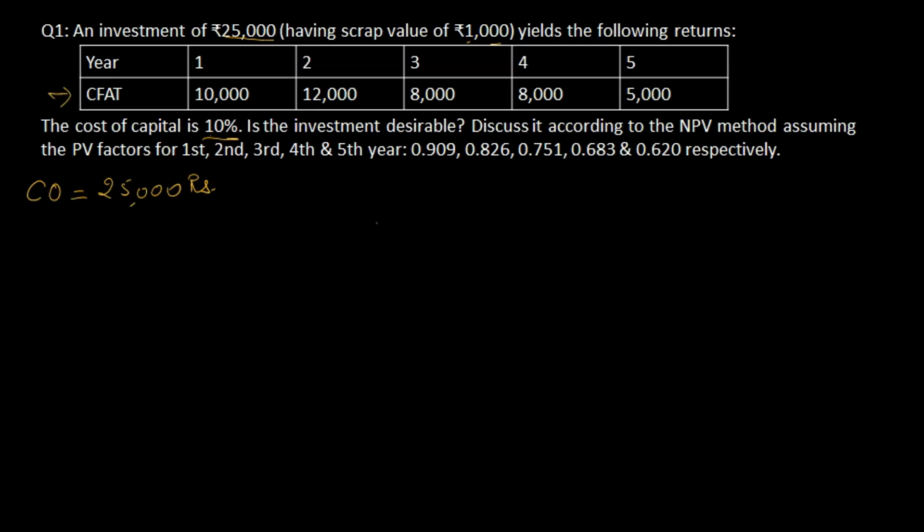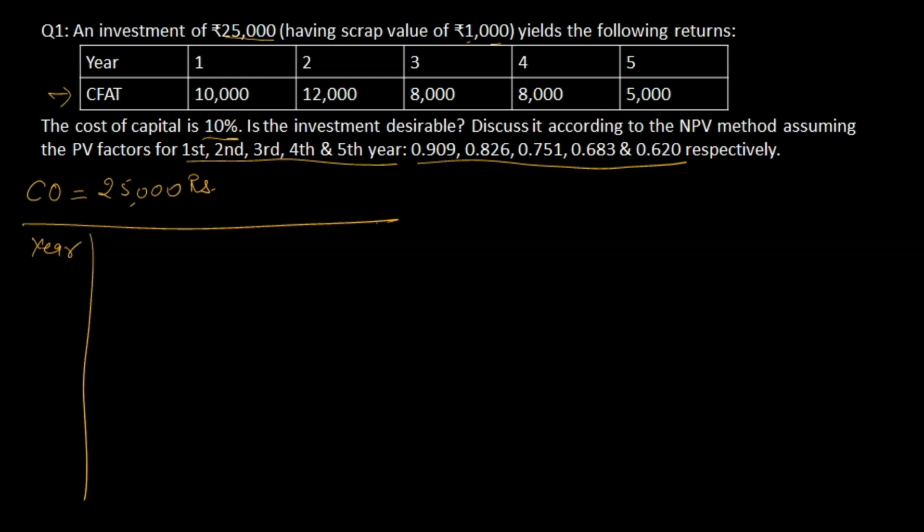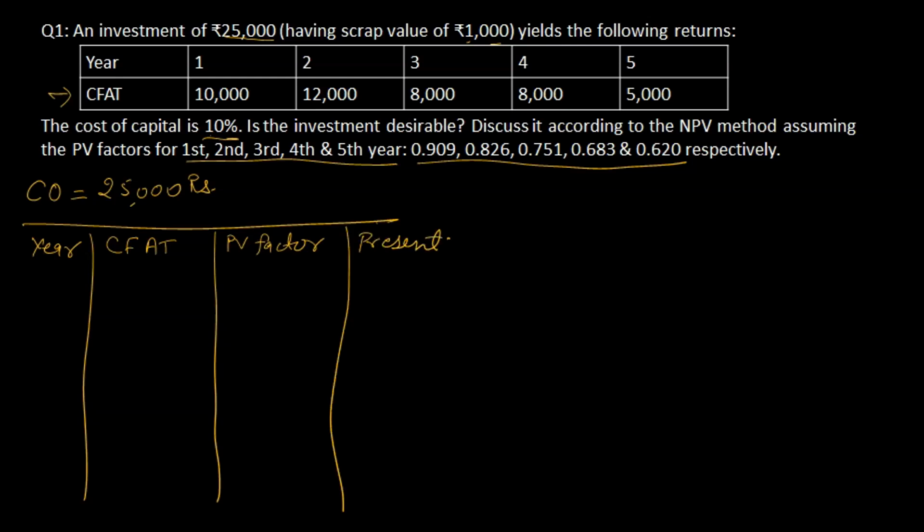Here you don't need to find even the PV factors. They have given the PV factors for the first to fifth years respectively. They have already calculated it. So first let's create the table. We'll write the year, then the CFAT for each year, then we'll note down the PV factors already given in the question at 10%, and then obviously we will find the present value.